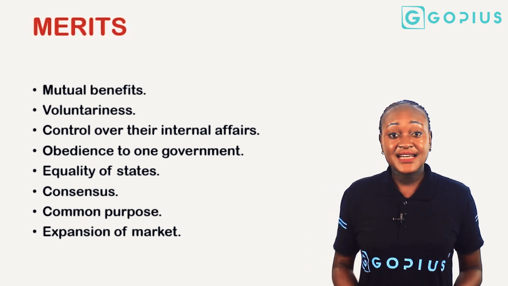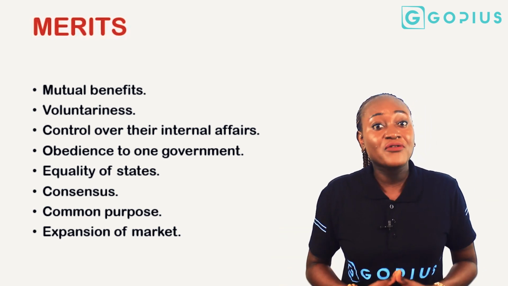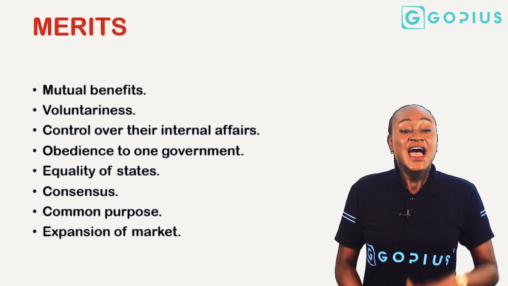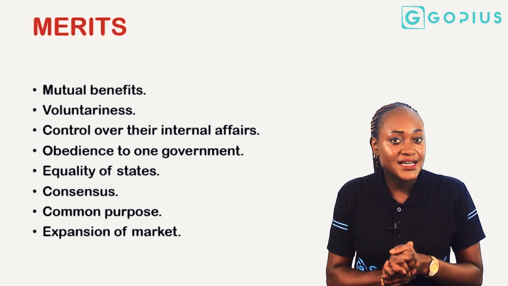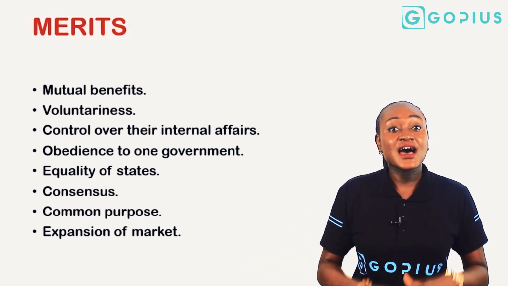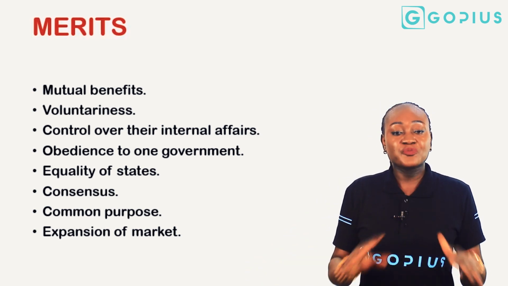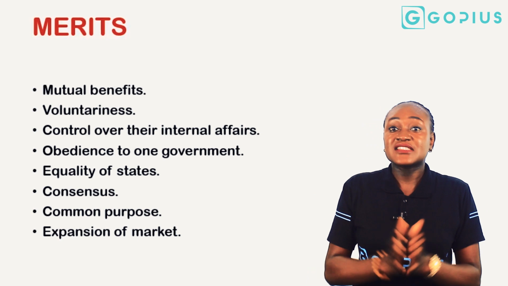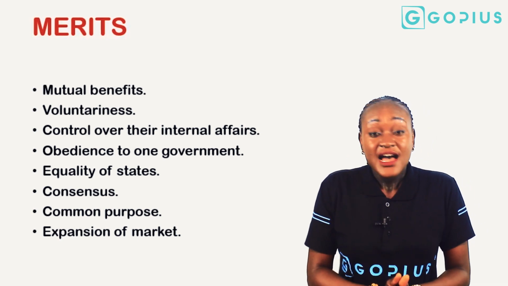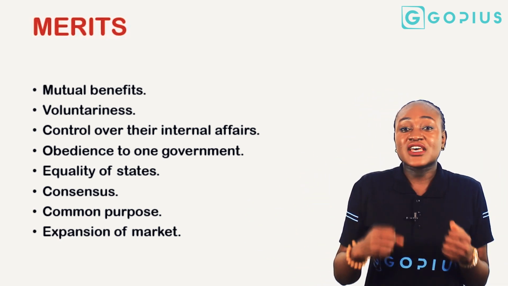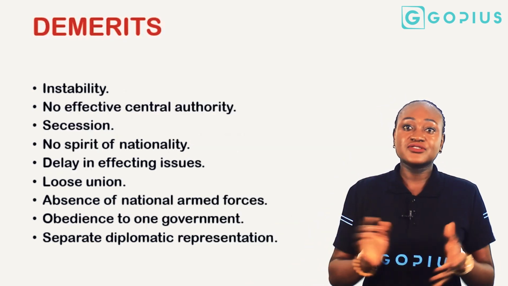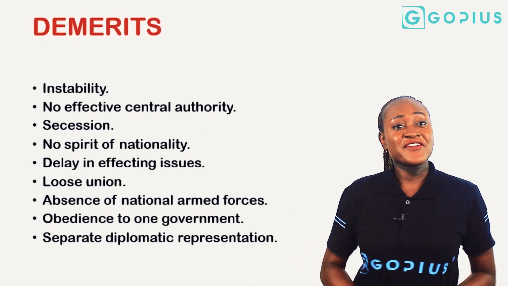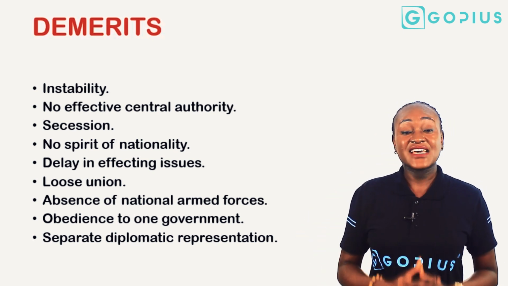Of course, I had said that the component units still have control over their internal affairs, and obedience is to the component units, not to the center. The states who come together are equal. No one supersedes the other. There is consensus, there is common purpose, and of course, it also boosts economic factors and expands the markets of these countries. Now, what are the demerits to this system of government?